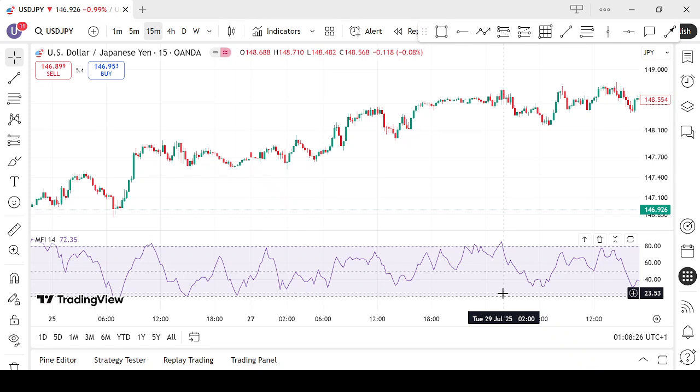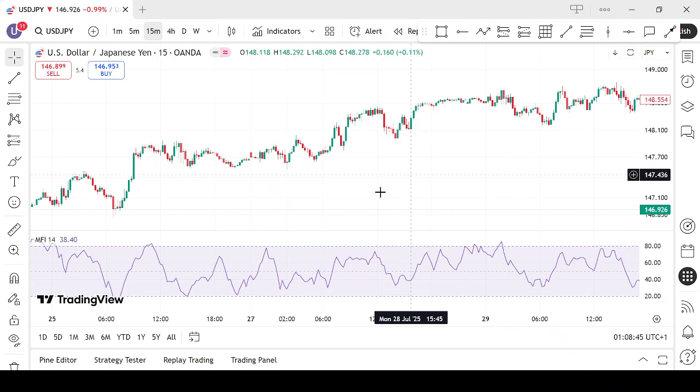Now there are divergence signals. A divergence occurs when the MFI moves in the opposite direction of price, often signaling a potential trend reversal. So let's see the trading strategy with the money flow index for day trading.